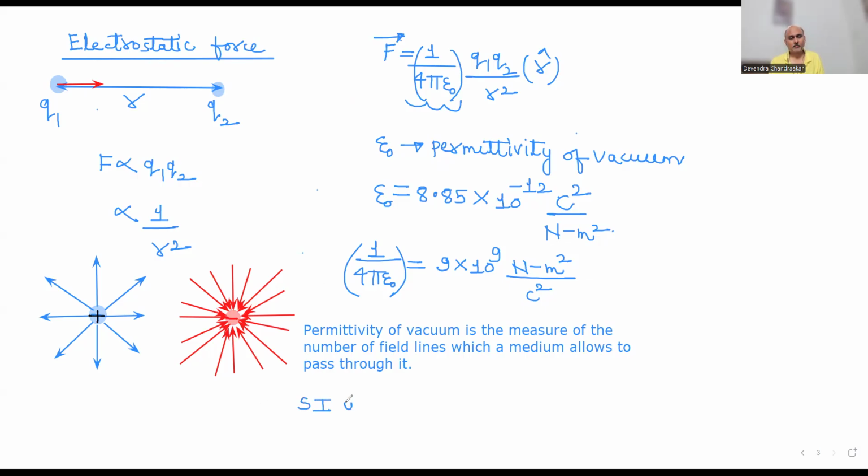Unit of charge, SI unit of charge. Sir, can you write the name of that sign? Epsilon. The SI unit of charge is coulomb. It is denoted by capital C, right? Because of this zero beneath it.